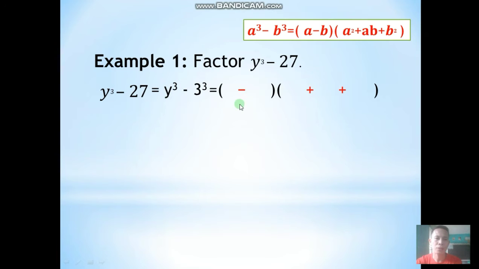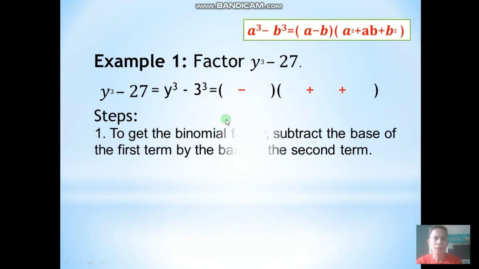Then obtain first the binomial factor following the steps. Of course, to get the binomial factor, subtract the base of the first term by the base of the second term. So subtract this one, so y minus 3. Okay, so this is now the binomial factor.